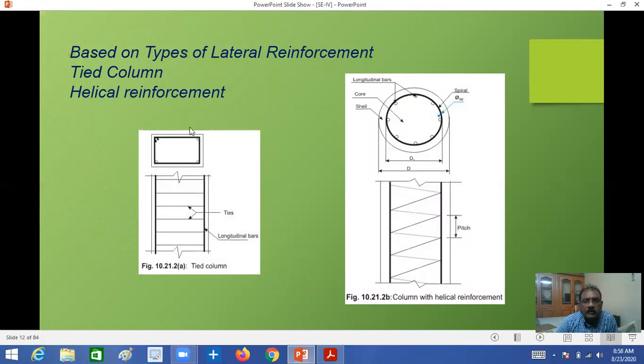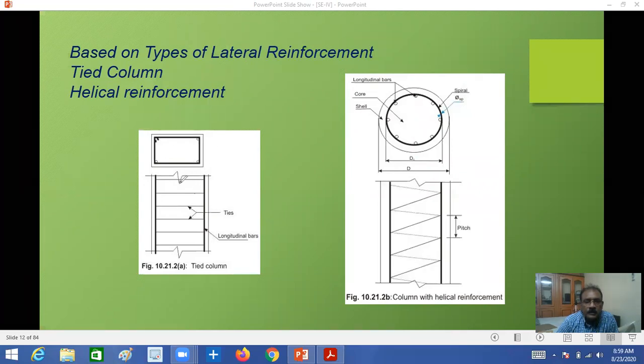If you see, these are 4 reinforcement bars. This is nothing but the section. And this is your tie, which is binding all 4 corner bars. You can have middle bars also. So this is called a tie bar.